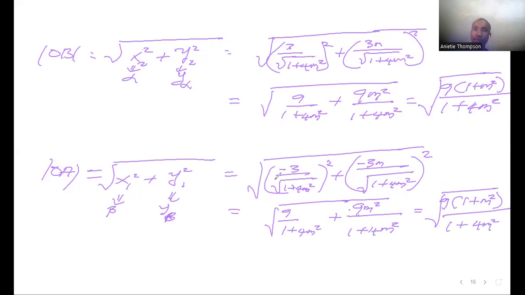Now, if you look at the results that we have in these two aspects here, these two results are the same. So therefore, we can conclude that the distance OA is equal to the distance OB. That's exactly what they were looking for.